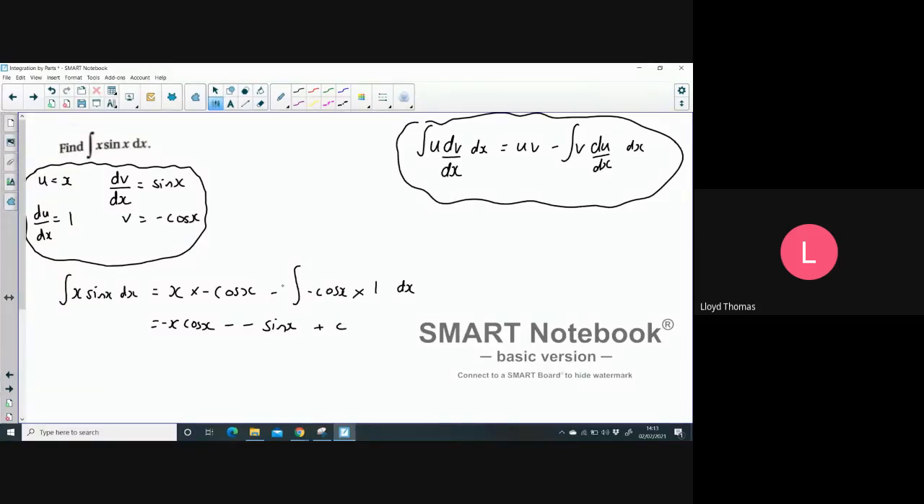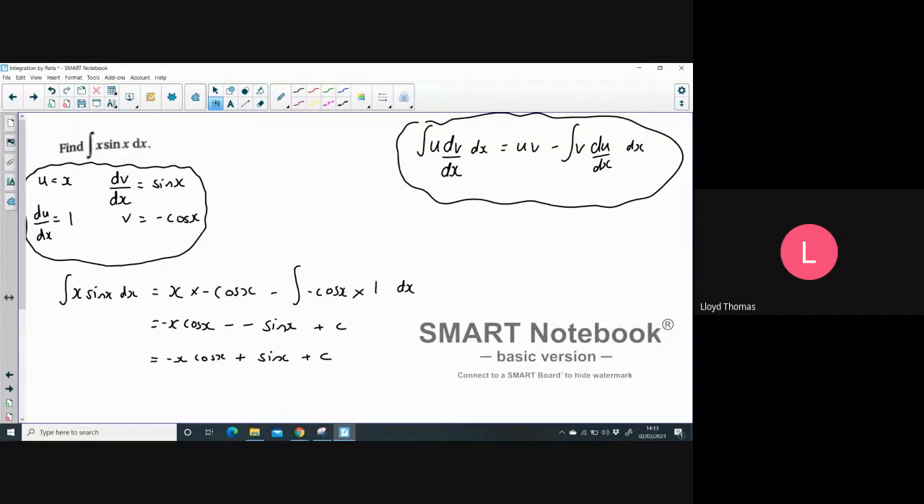The reason we didn't write a plus c earlier is because it's just a constant number. There's going to be a plus c later on, so we may as well just save it till later. It's just going to be combining this one with this to create another number anyway. So there's only real need to write a plus c right at the end. So minus x cos x plus sine x plus c is the answer to that question.